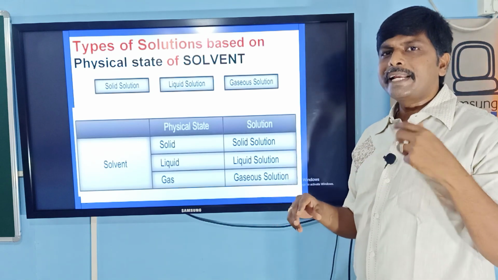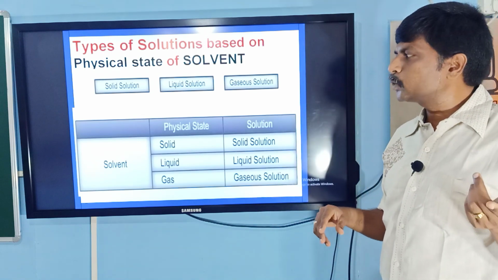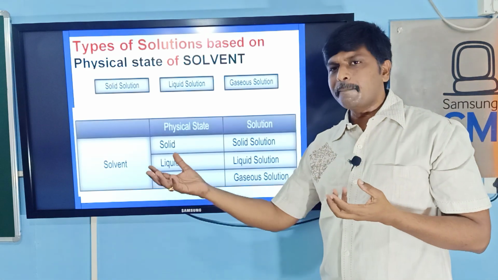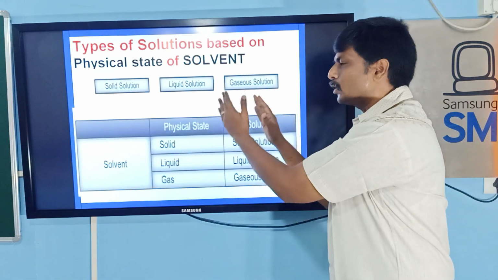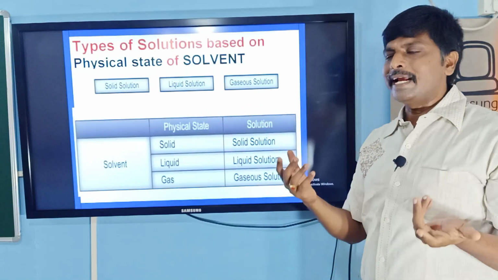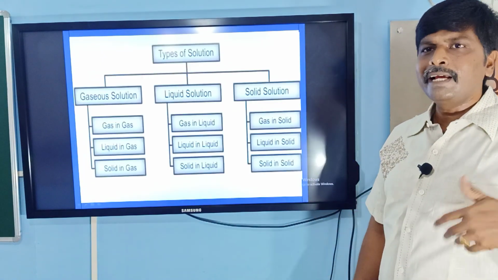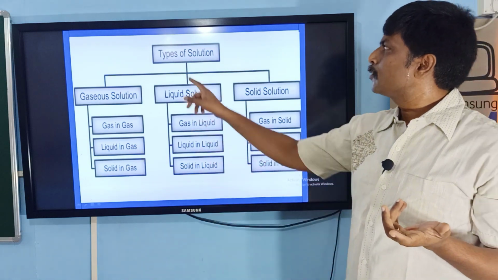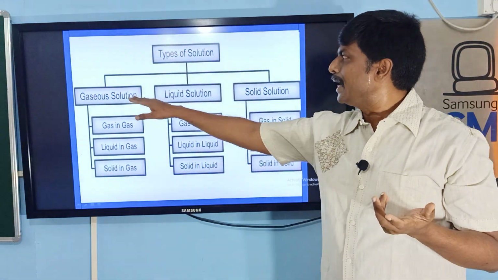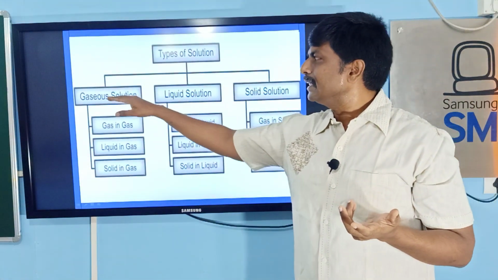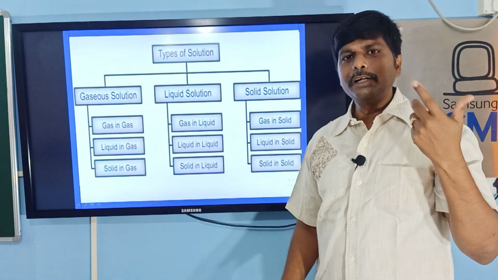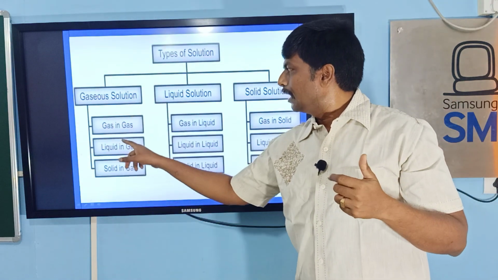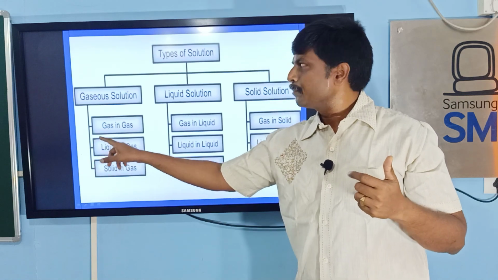If you take the physical state of solute also, then these three solutions will become 9 solutions. 3 into 3, 9 types. So total types of solutions are main 3 types. Gaseous solution means solvent is gas. Solute may be gas or liquid or solid.